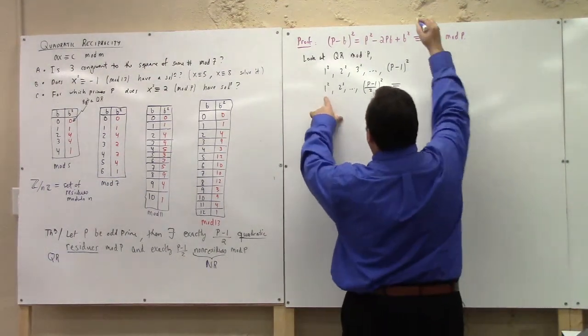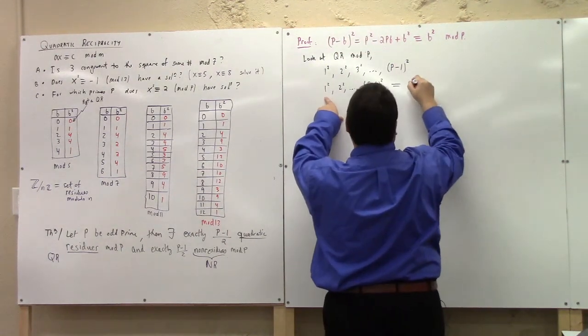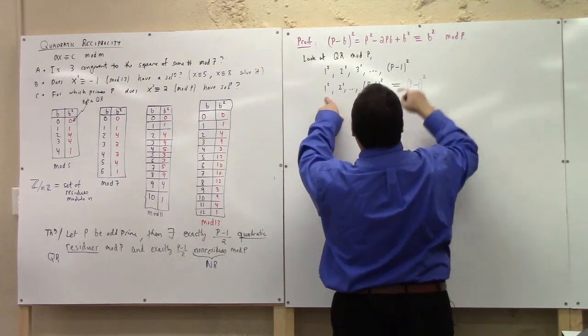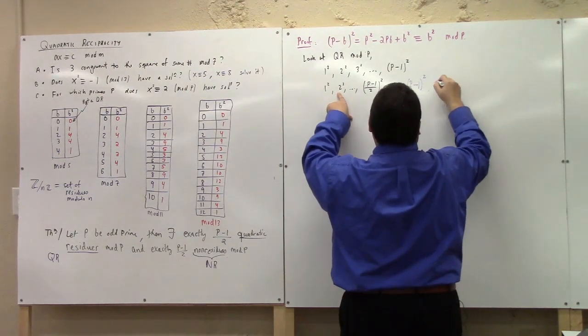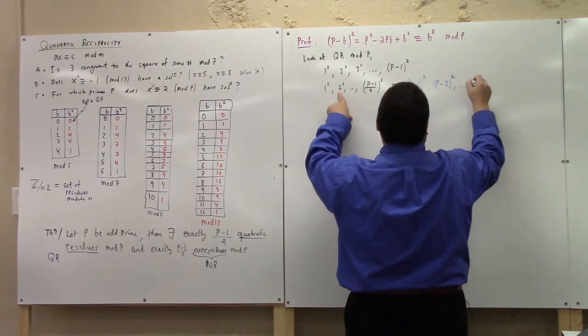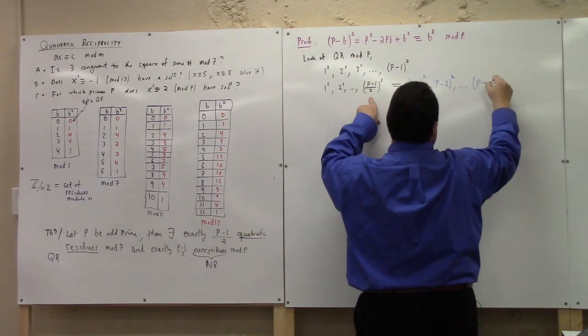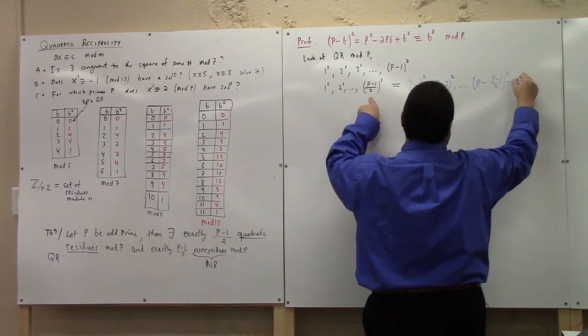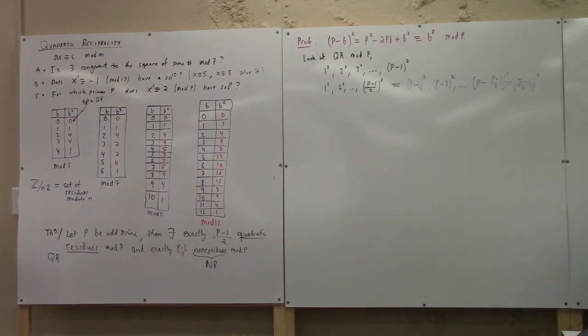See this? 1 squared is congruent to P minus 1 squared. And 2 squared is congruent to P minus 2 squared. And P minus 1 over 2 squared is congruent to P minus P minus 1 over 2, also known as P minus 1 over 2 squared. So what does this show you?